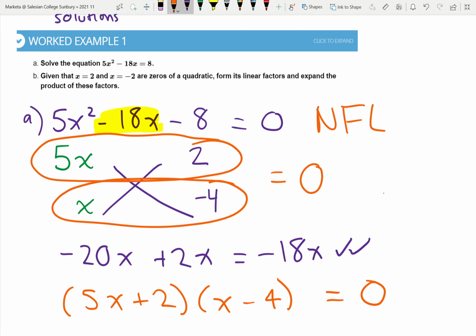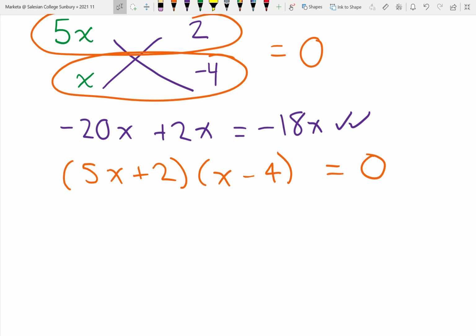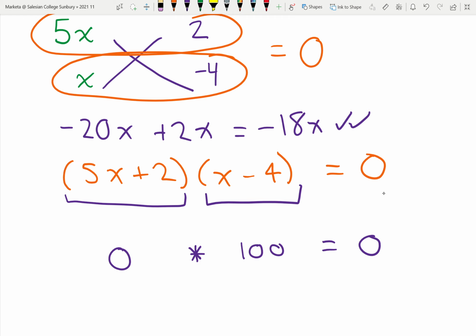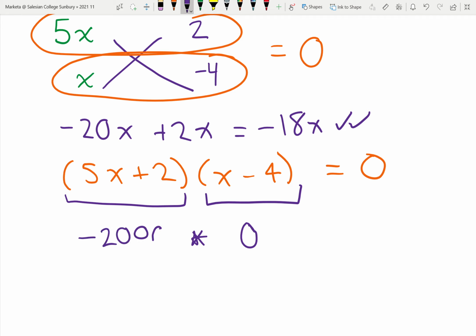Because of the null factor law, if either of these equals 0, so just pretend that this whole bracket equals 0, it doesn't matter what the second one equals. The second one could equal 100, and you're still going to get 0. By the same token, if this bracket equals 0 and we multiply it by negative 2000, we're still going to get 0. The point is that it doesn't matter what you multiply 0 by, you still get 0. So if either one of these brackets equals 0, your equation is satisfied, which means you've found a solution.